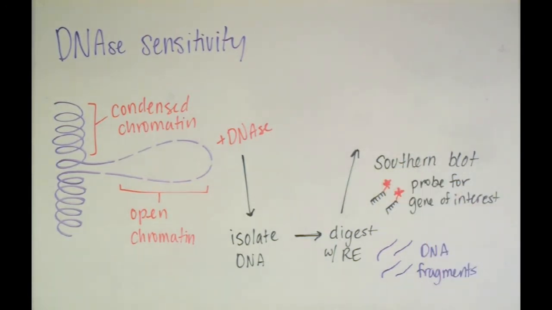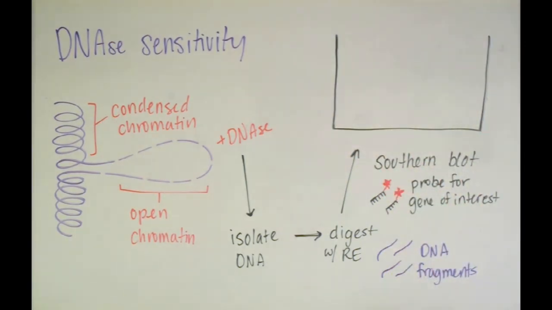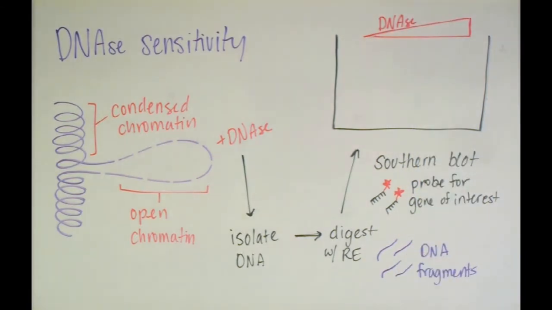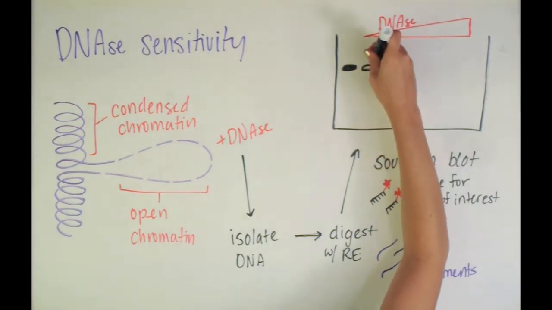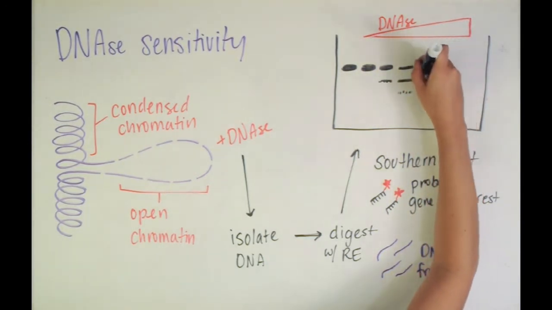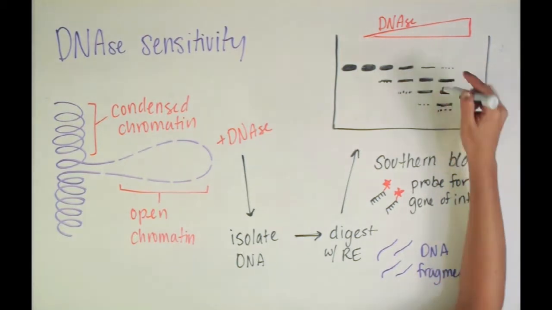As a scientist, you design the probes to interact with whatever DNA sequence you're interested in. If your gene of interest is in an open configuration, as the concentration of DNase increases, there will be less and less of the fragment of interest because it will have been cut into smaller pieces during the DNA digest.